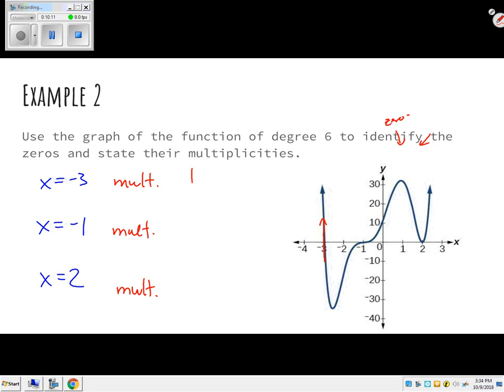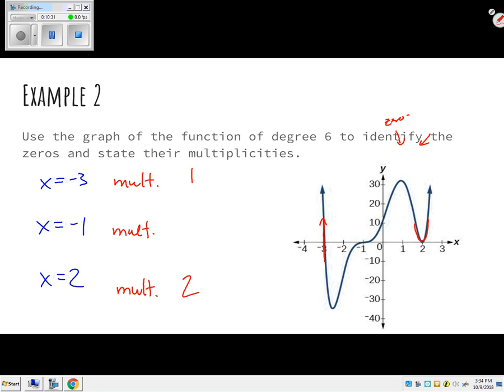I'm going to skip down to 2. At 2, here's where it just bounces off. It comes down, touches it, stays on the same side. If it just touches, the multiplicity has to be even. I think of the nicest even number I can think of, and that is the number 2.